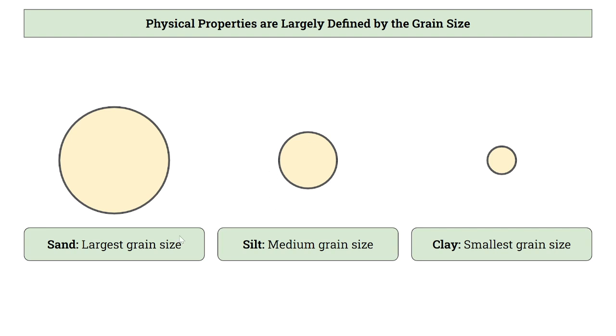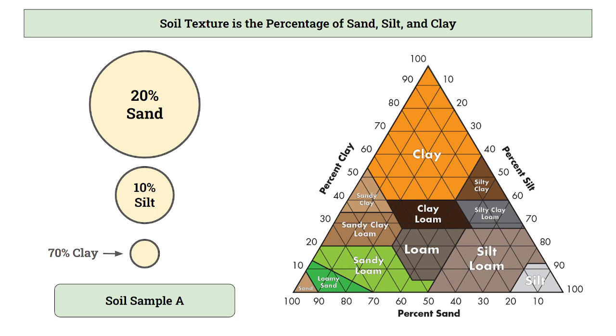Okay? Now, how much sand, silt, or clay you have is going to determine a lot of properties about your soil. So, for example, let's say I have a soil sample, we'll call it soil sample A, and it is made up of 20% sand, 10% silt, and 70% clay. So this soil sample is made up of a different percentage of each of those grains that we talked about in the previous slide. Well, this percentage of each type of grain is going to be known as the soil texture. And the soil texture is identified by these percentages.